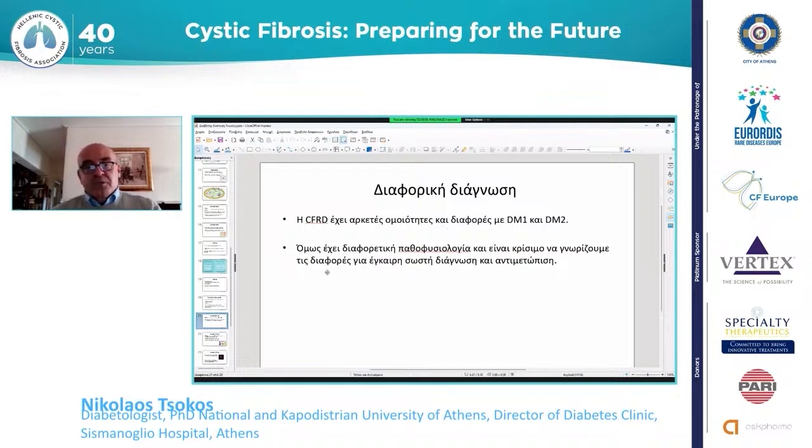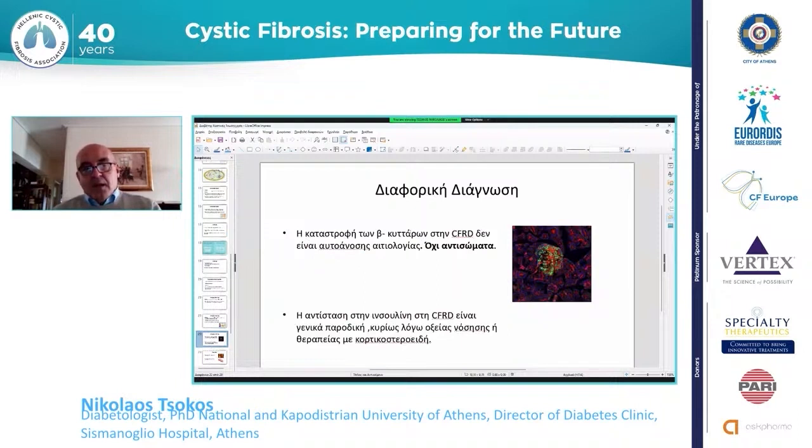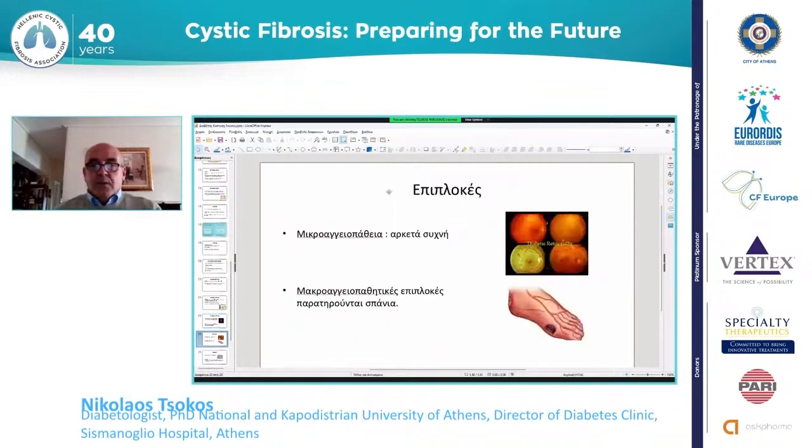CFRD has similarities and differences with diabetes mellitus 1 and 2, but the pathophysiology is different. In type 1 diabetes, there's an acute, sudden onset. It could last some weeks. In CFRD, we have a gradual onset and it develops through years. In CFRD, there remains a small production of insulin, and ketoacidosis is quite unusual in CFRD, whereas in type 1 diabetes, it is quite frequent. So, differential diagnosis. What we have in CFRD is that we don't have antibodies, whereas resistance to insulin in cystic fibrosis is in general transient due to acute presentation of the disease.